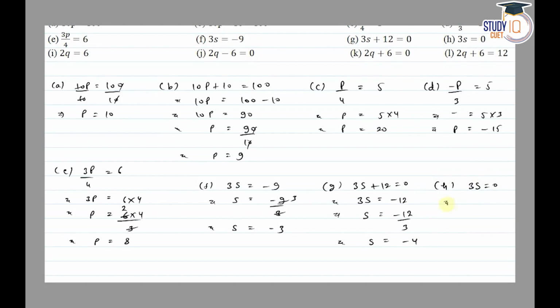3s is equal to 0. So 3 को हम इधर shift कर देंगे, यहाँ multiply में है तो next side वो divide में चल जाएगा 0 by 3. So s is equal to 0 by 3 हो जाएगा 0.